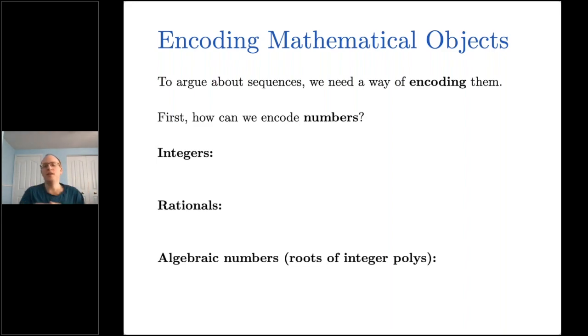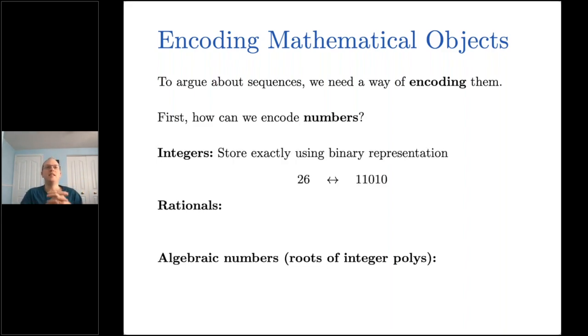If I have an integer, or let's just say a natural number, it's fairly easy. We can just store it using a binary representation in my computer's memory. And okay, there's an infinite number of numbers and my computer memory is finite, but aside from that technicality, if I kept adding more and more memory, I could store any integer I wanted to.